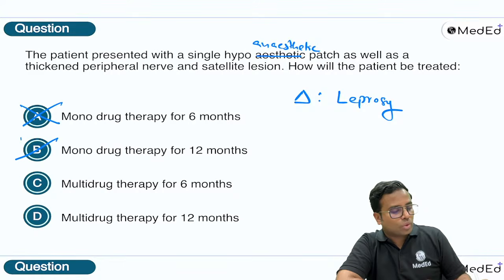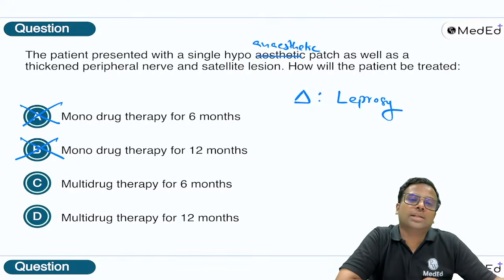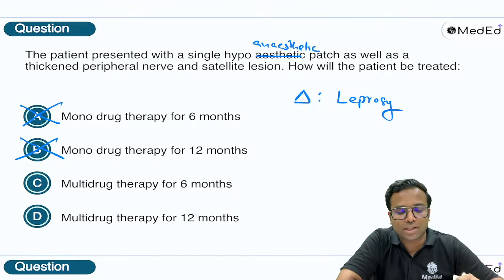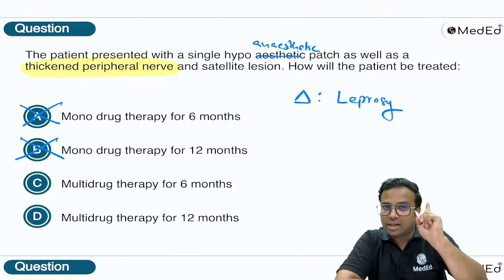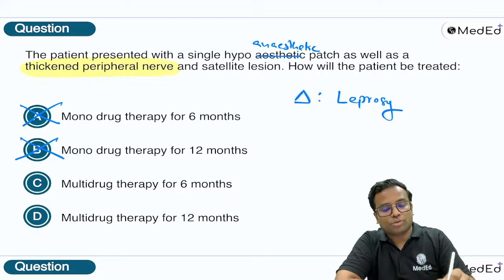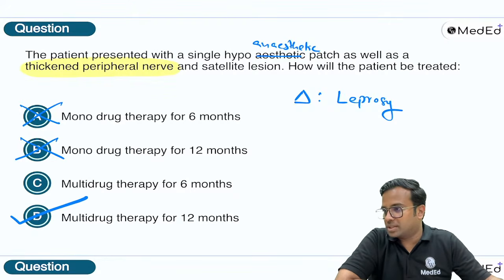So easily I rule out these two options. Now I'm left with two options: either treat for 6 months or 12 months. Now what is the differentiating feature here? The differentiating feature is not the single lesion, but even if there is involvement of at least one nerve in leprosy, for how long do you treat the patient? You treat the patient for 12 months.